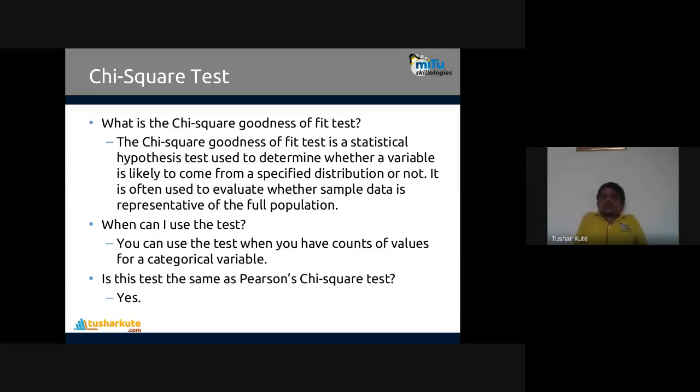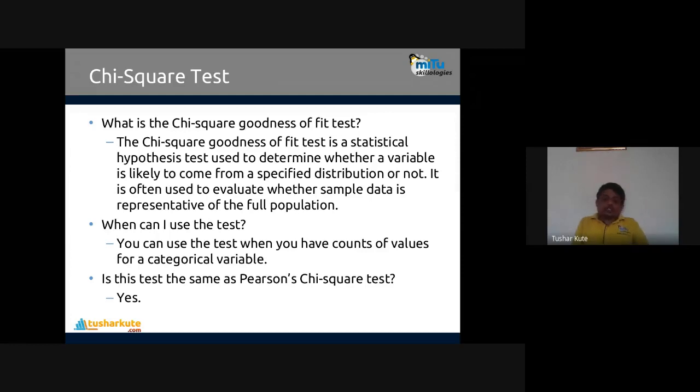So chi-square is used for goodness of fit. It's a goodness of fit test. What is that? The chi-square goodness of fit test is a statistical hypothesis test used to determine whether a variable is likely to come from a specific distribution or not. It is often used to evaluate whether the sample data is representative of the full population.